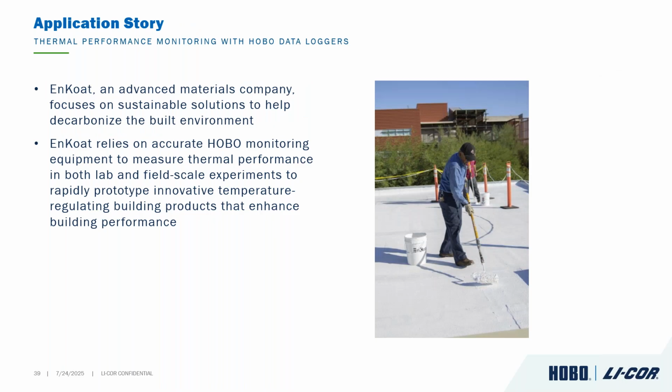So getting into an application story, Encoat is an advanced materials company that focuses on sustainable solutions to help decarbonize the built environment. Encoat relies on our Hobo data loggers to measure the thermal performance in both lab and field scale environments to rapidly prototype innovative temperature regulating building products that enhance building performance.